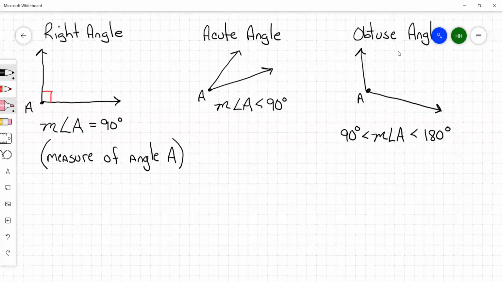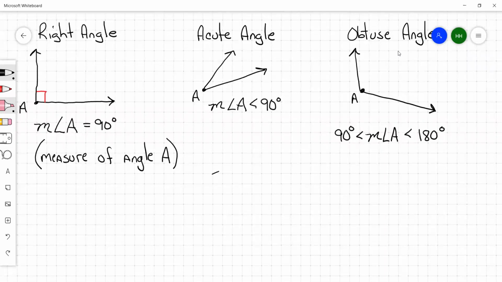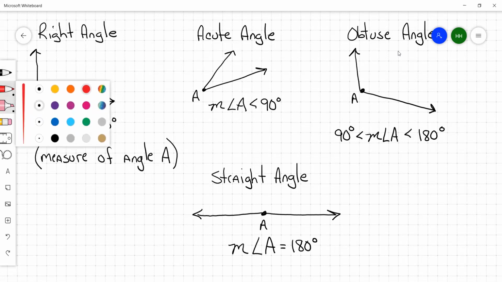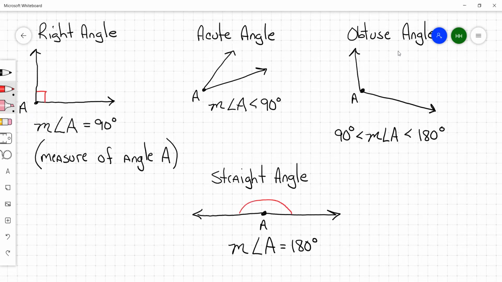All right, and then let's talk about one more angle while we're here, and that's a straight angle. And it just looks like a straight line. And in this case, the measure of angle A is 180 degrees. And that's this angle right here. It's basically a straight line. Straight line measures 180 degrees.